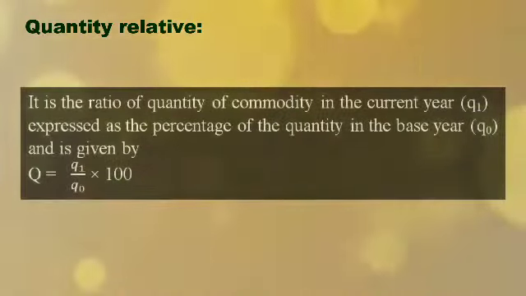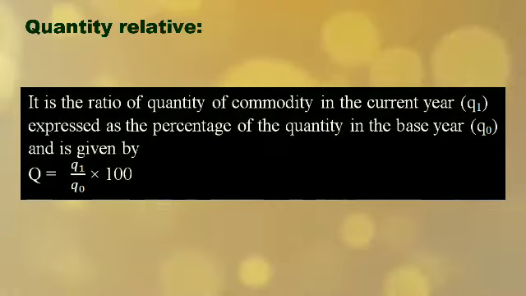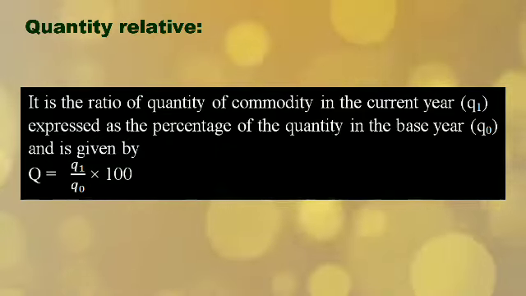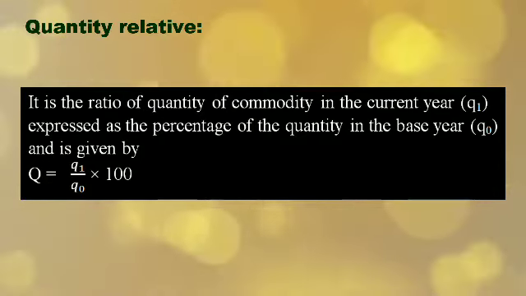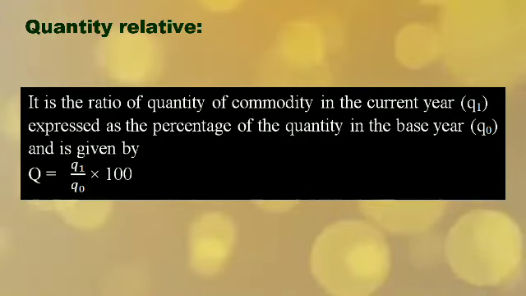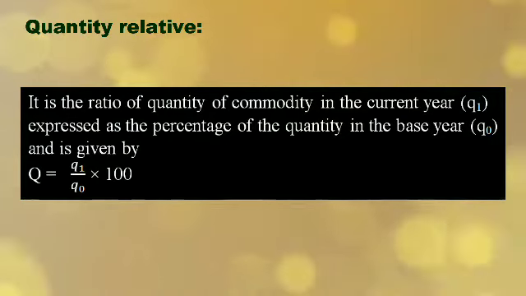Second concept, quantity relative. Quantity relative is the ratio of the quantity of a commodity in the current year expressed as a percentage of the quantity in the base year, and it is given by the formula Q equal to Q1 by Q0, multiplied by 100. This is the same as the price relative.